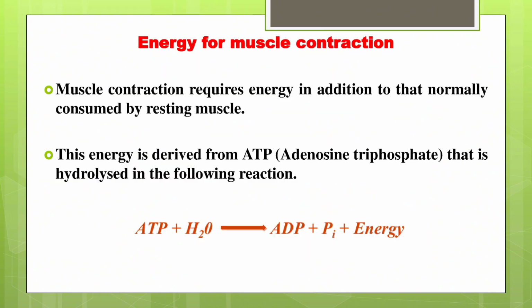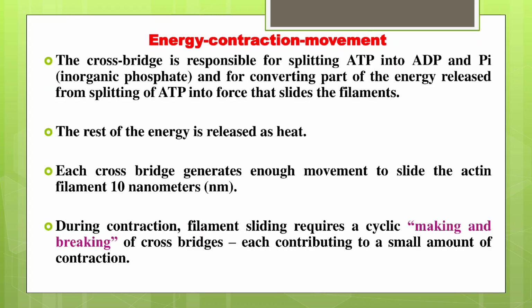Energy for muscle contraction. Muscle contraction requires energy in addition to that normally consumed by resting muscle. This energy is derived from ATP, adenosine triphosphate, that is hydrolysed in the following reaction: ATP plus H2O gives ADP plus phosphate and energy. The cross bridge is responsible for splitting ATP into ADP and Pi, that is, inorganic phosphate, and for converting part of the energy released from splitting of ATP into force that slides the filaments. The rest of the energy is released as heat.